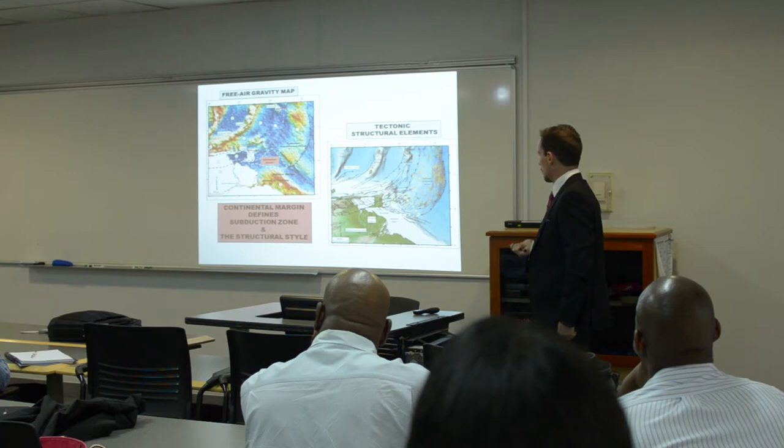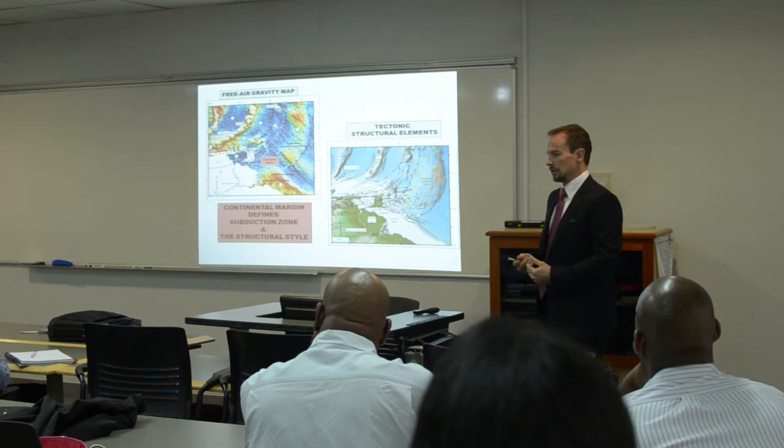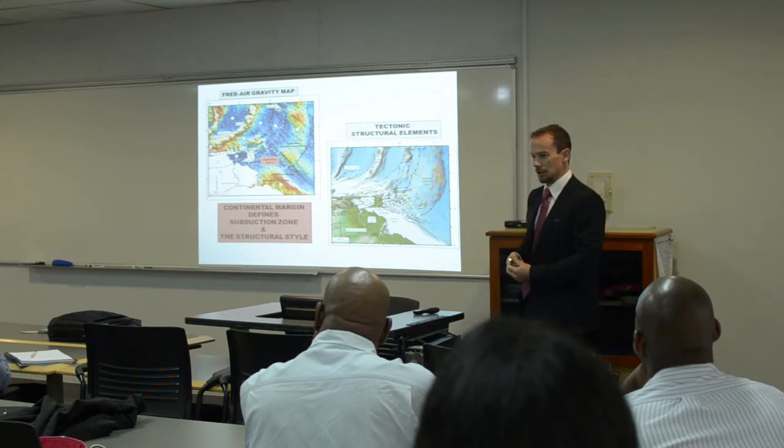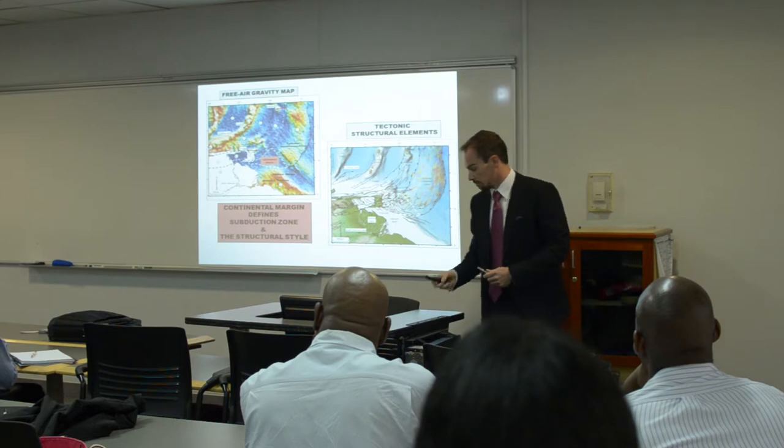But as we get more out into the Columbus Basin, the structural style becomes more dominated by extensional faults, the sort of large listric faults that we associate with a lot of other Tertiary deltas worldwide.